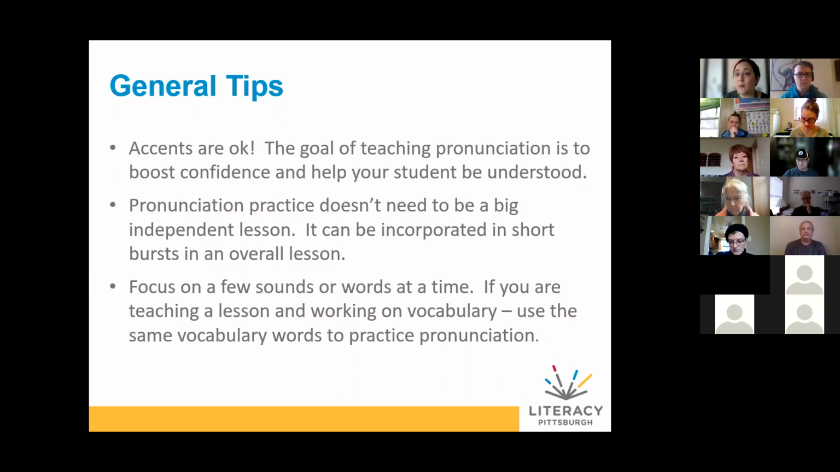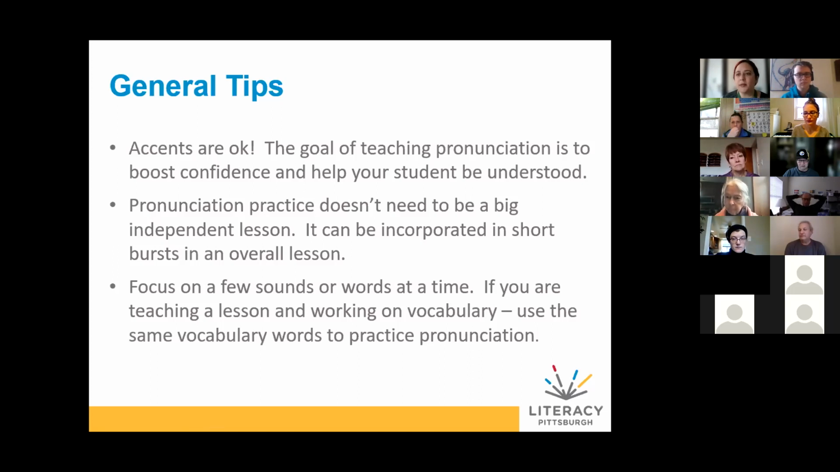And maybe their goal is to reduce their accent. So if that is your student's goal, that's perfectly fine too. But we don't want to put across that they need to do this. It's whatever the student's goal is, we're there to help them. Pronunciation practice does not have to be a big independent lesson. We're not all speech and language coaches. We can incorporate this into short bursts in an overall lesson.